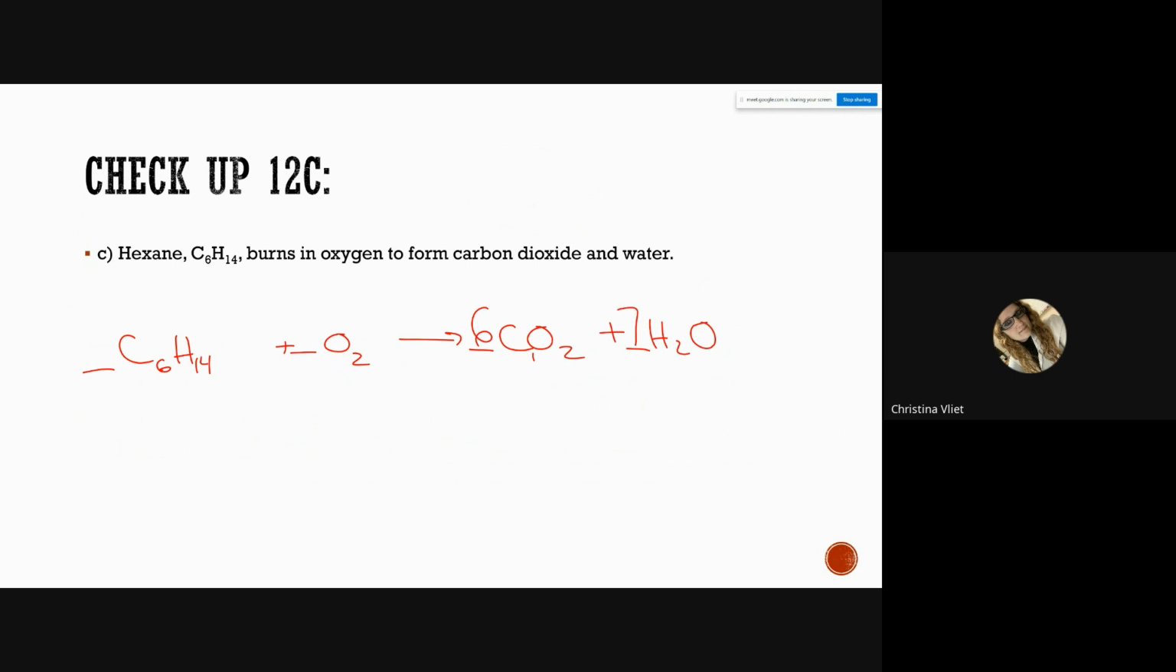Now, figure out your oxygen. You've got 6 times 2 here. How many oxygens is that? 12. You've got 7 times 1. How many oxygens is that? 7. So the question is, how do I change 2 oxygens into 19?